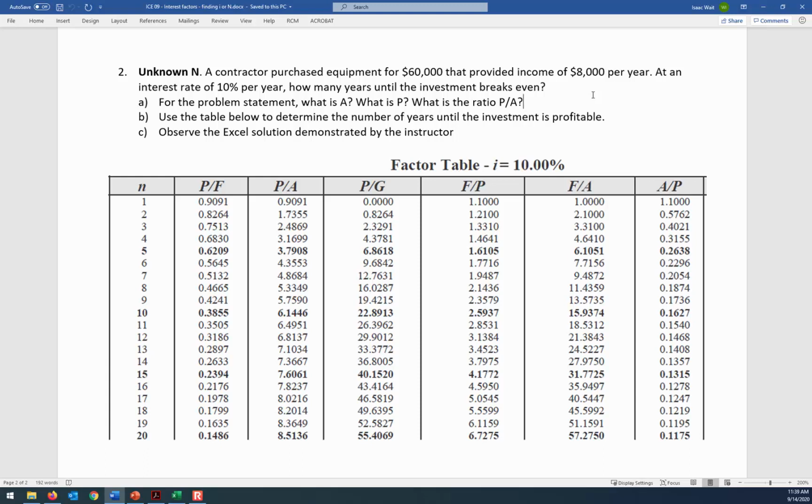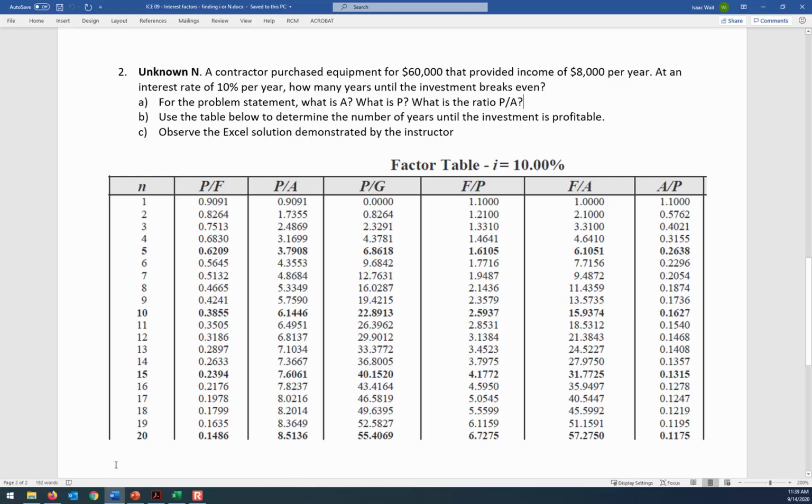Well, you can't just add together 8,000 because you remember the money in the future is less valuable than money at the present. So we're having to discount that 8,000 every year and take the discounted amount to consider paying off the original investment. And so what I'm telling you is that if you go to this factor table, it's going to be between 14 and 15 years for it to pay off.